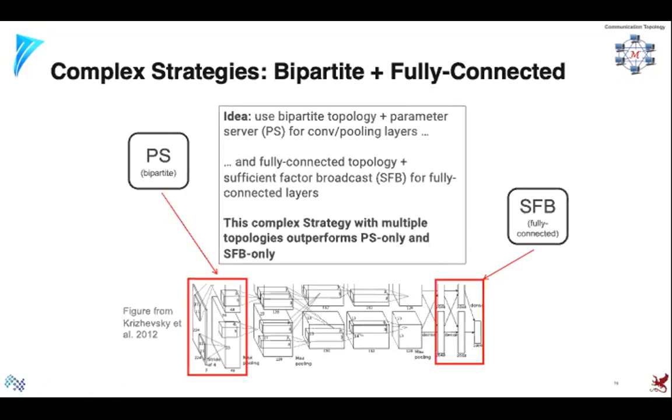Whereas the parameter server will enjoy a much higher throughput on the much smaller matrices in the convolution and pooling layers, because they're able to aggregate messages. Remember that SFB can't aggregate the sufficient factors, whereas parameter server can aggregate many gradients from many different mini-batch samples into one message. So basically it's playing to the advantages of each of the different systems artifacts. PS is better at shrinking messages for convolution layers. SFB is better at shrinking messages for feed-forward layers.